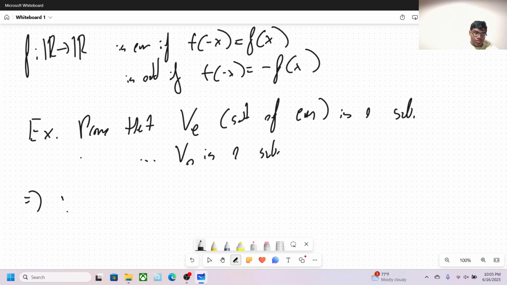And then I want you to prove that the set of all functions from R to R, which is denoted R to the R, is an internal direct sum of V even and V odd.